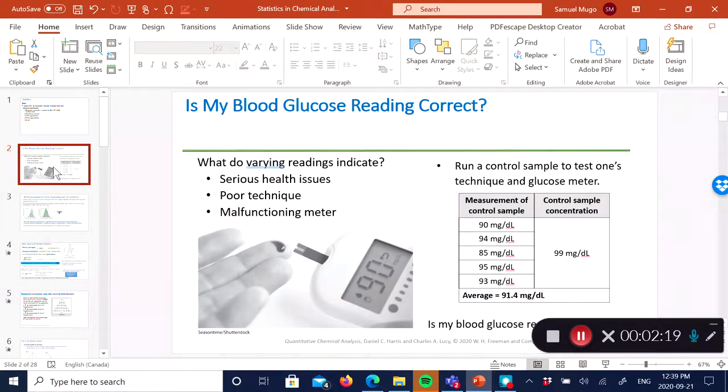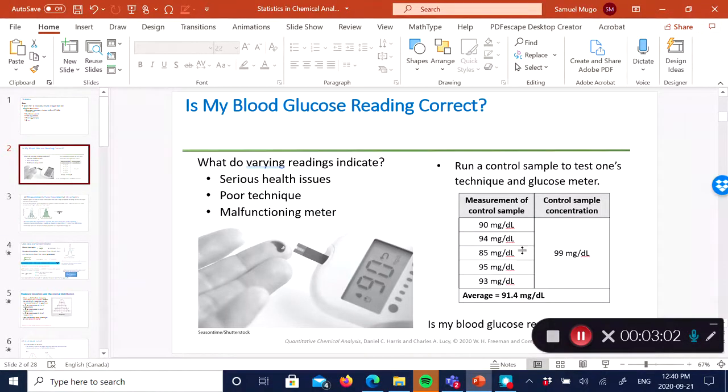So in analytical chemistry, you are always thinking about, if I've got an analytical method, say glucose detection of blood using a glucose meter, which typically uses a technique called amperometry. Often you get varied readings, and so sometimes you're wondering, do we have a serious health issue? Is the technique that I'm using accurate, or the readings that are jumping all over the place, are they related to a malfunction of the pH meter and so on?